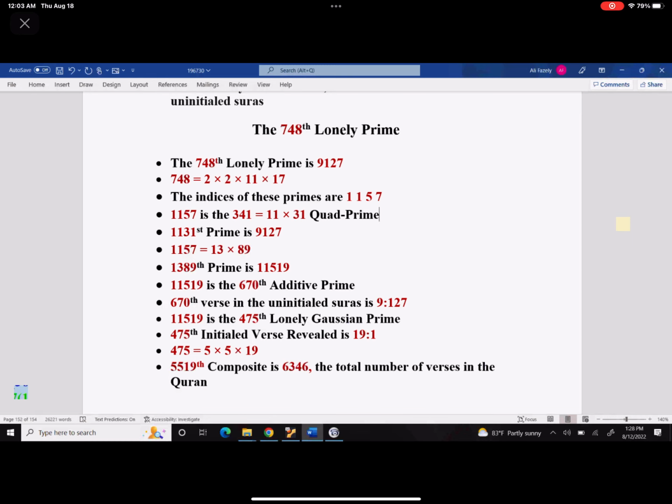The 1389th prime is 11519. 11519 happens to be an additive prime and is the 670th additive prime. The 670th verse in the uninitial surahs in the Quran is 9127. So again we go back to 9127.